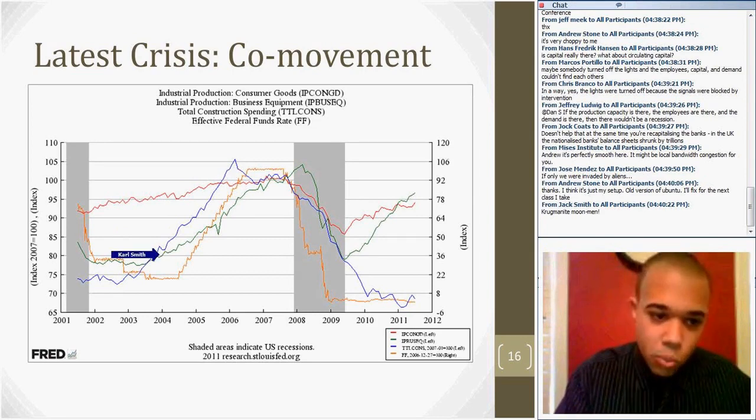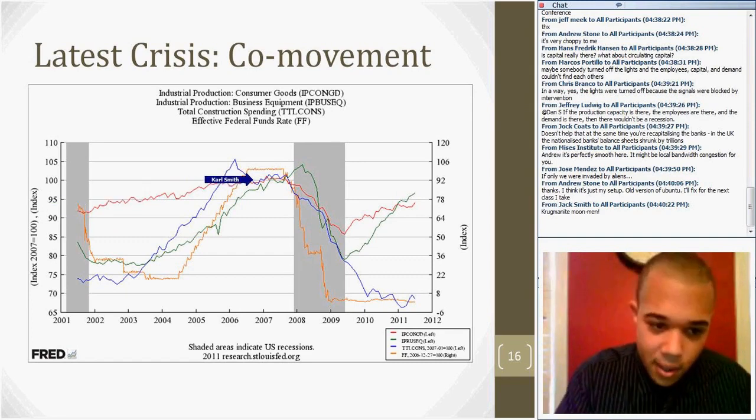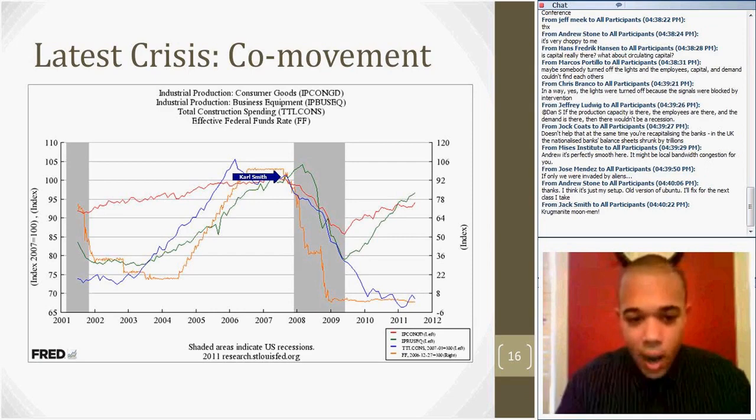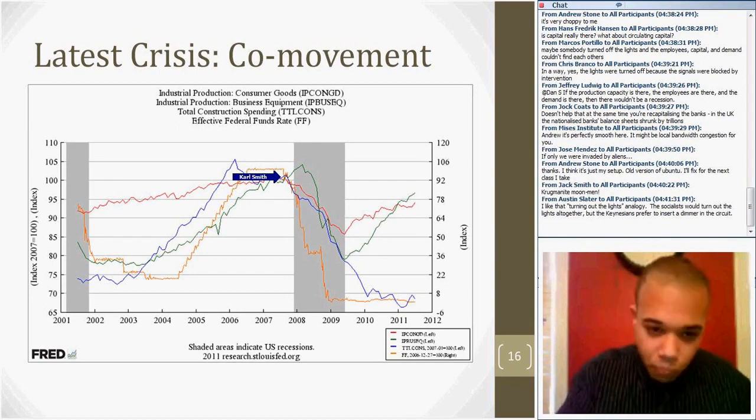But then other measures were going up as well. So industrial production of consumer goods was going up during that time. And then the production of business equipment, which is here in green, was going up in that time. And so I have more houses, more consumer goods, more capital goods, all at the same time.